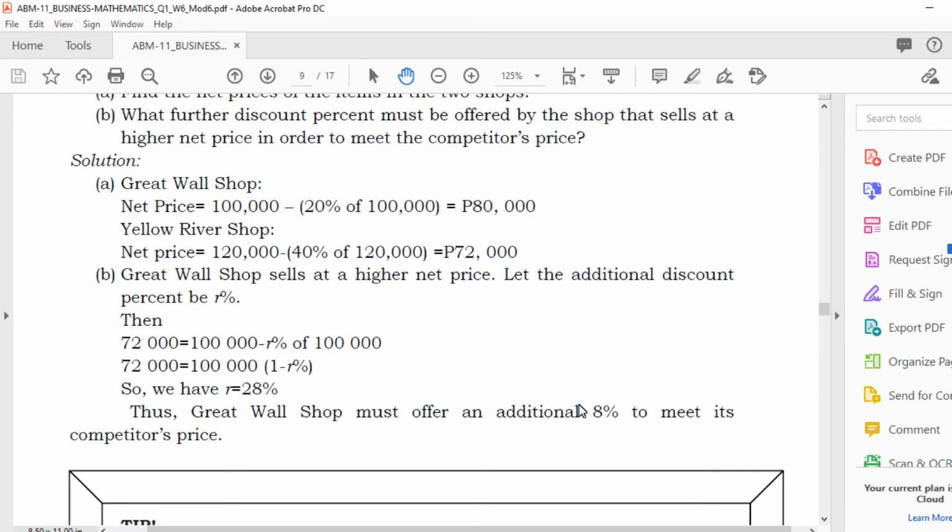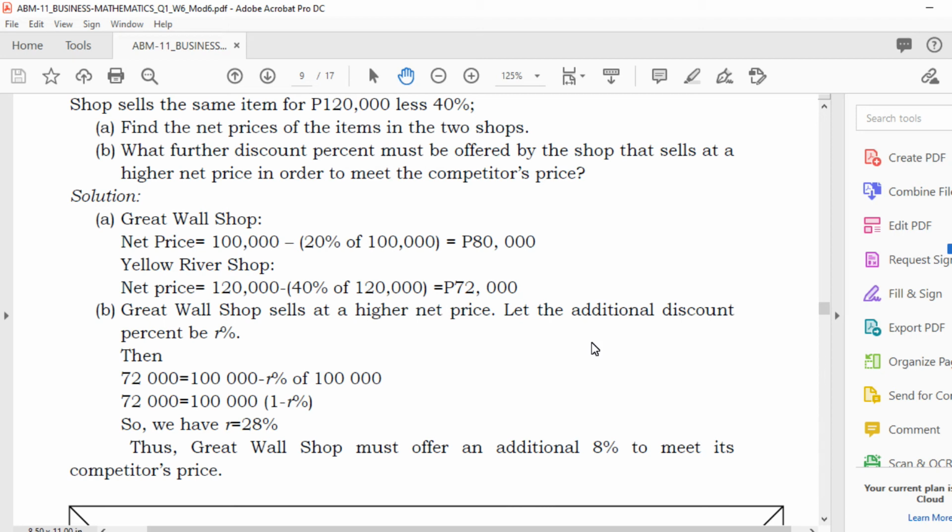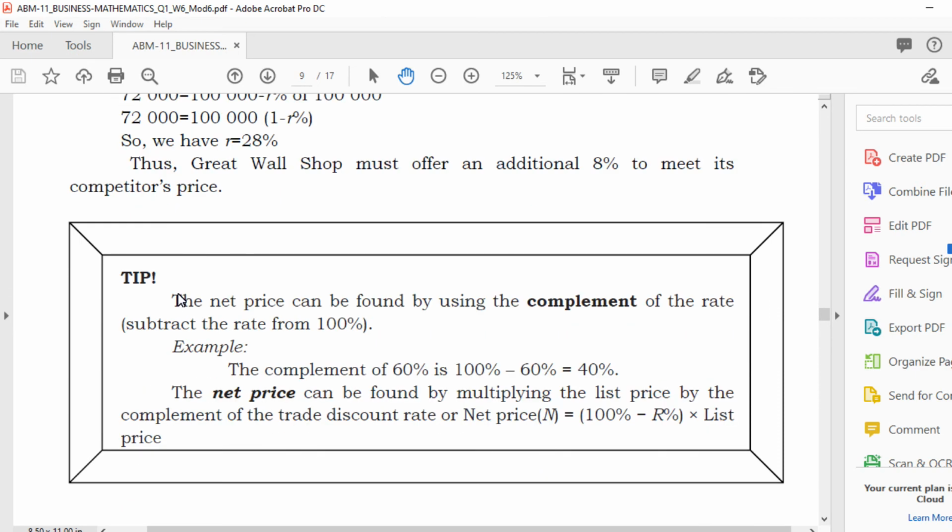So, 8% na lang to meet the competitor's price. So, para ma-meet niya yung kanyang kakompetensya, ang 8% niya ay 8,000. Imagine mo, 80,000 then 72,000, 8,000 na difference. That's the 8% ng competitor's price niya. So, ganun ang gagawin nyo kapag may ko-compare kayo. Pwede nyo namang i-minus na lang yan, no? Then, tsaka nyo na i-multiply sa 100. So, 8% pa din ang lalabas.